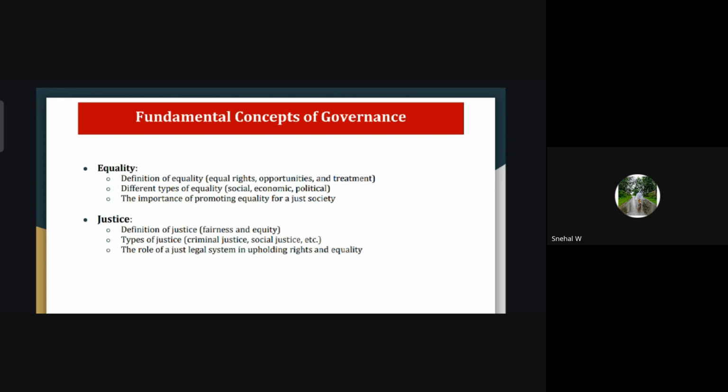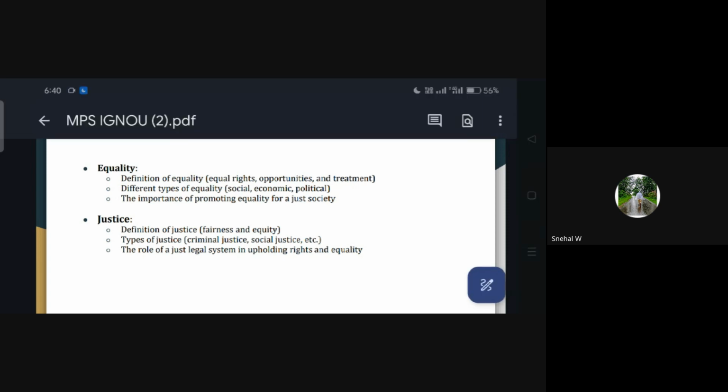So it's all about the role of a just legal system in upholding rights and equality. Whatever legal system is there should be just enough. Just, you understand, right? Rightness, correctness. And when you have a just, correct legal system, only then can you deliver appropriate justice to the citizens. All right, so I hope this is sufficient for today, and the time is also about to get over. So with this note, let us stop here for today.